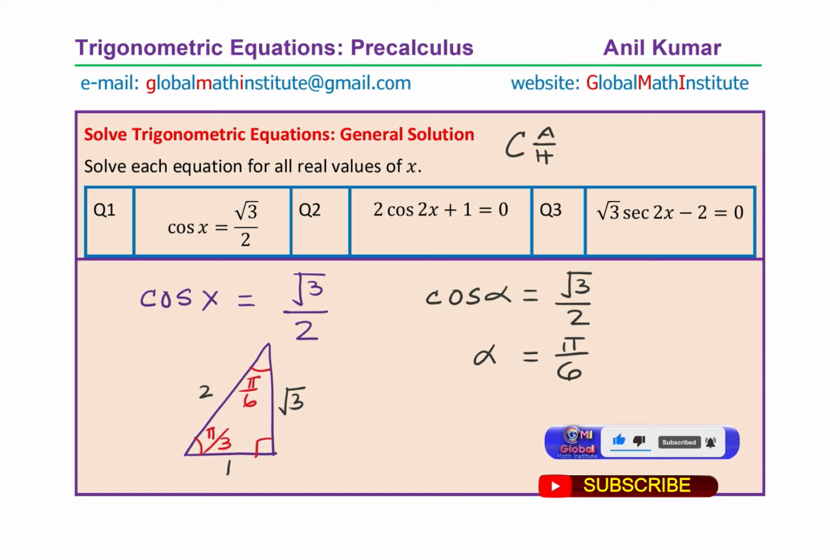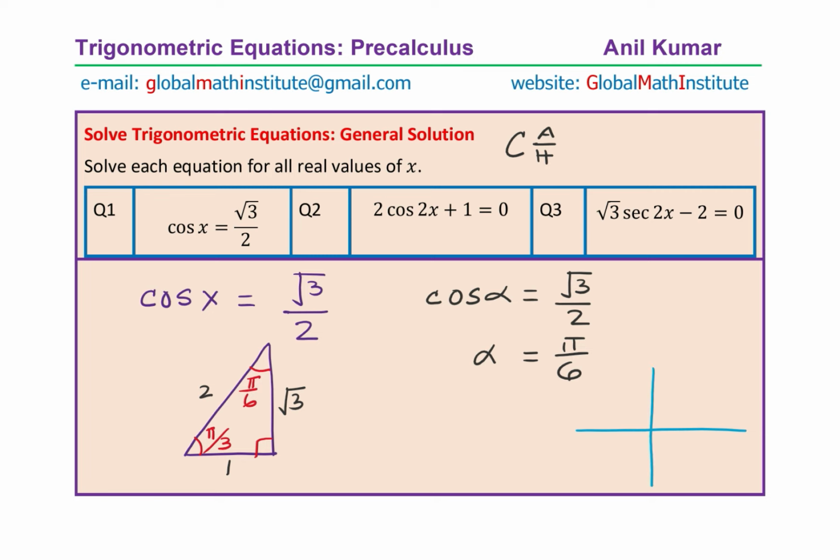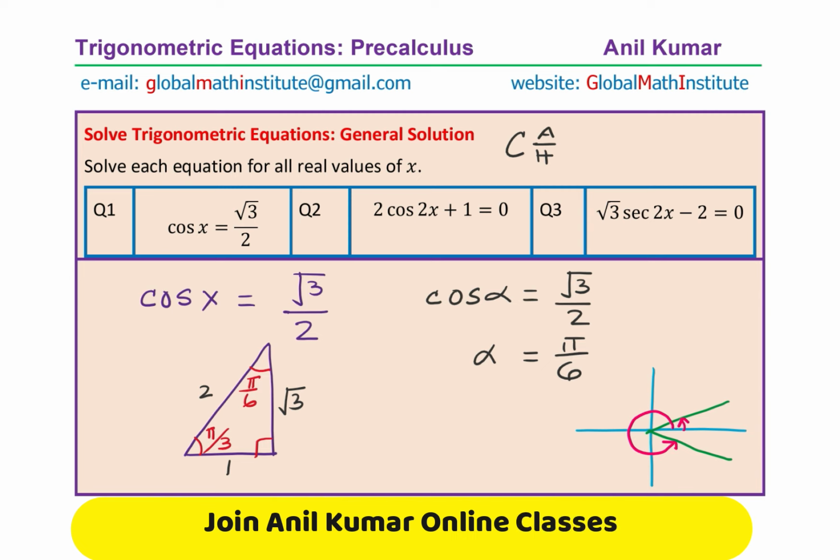And as we discussed just now, cosine will have the positive value in both quadrant 1 and in quadrant 4, and therefore the general solution will be one, of course, pi by 6. The other one will be 2 pi minus pi by 6, and so on. You get the idea, correct? And it could also be minus pi by 6, correct? You get the sense of it, right?